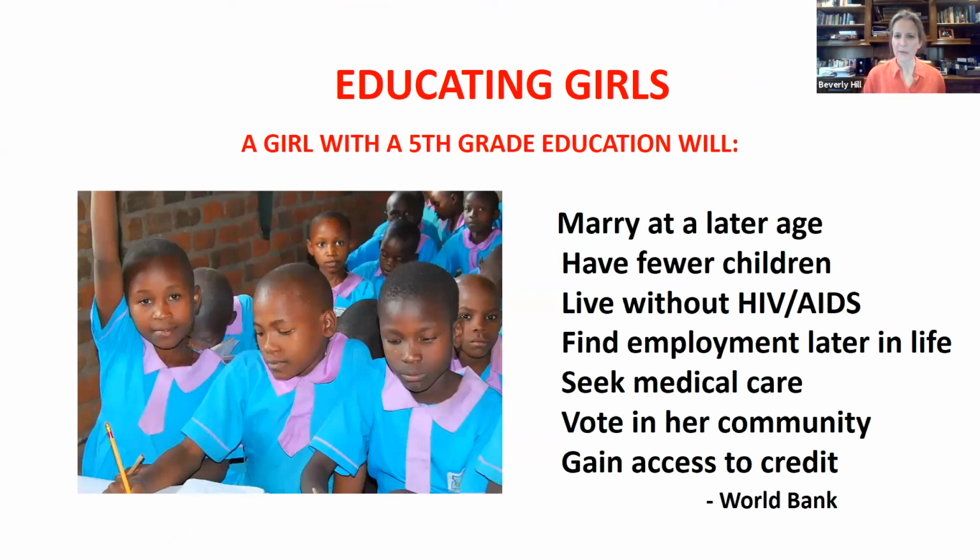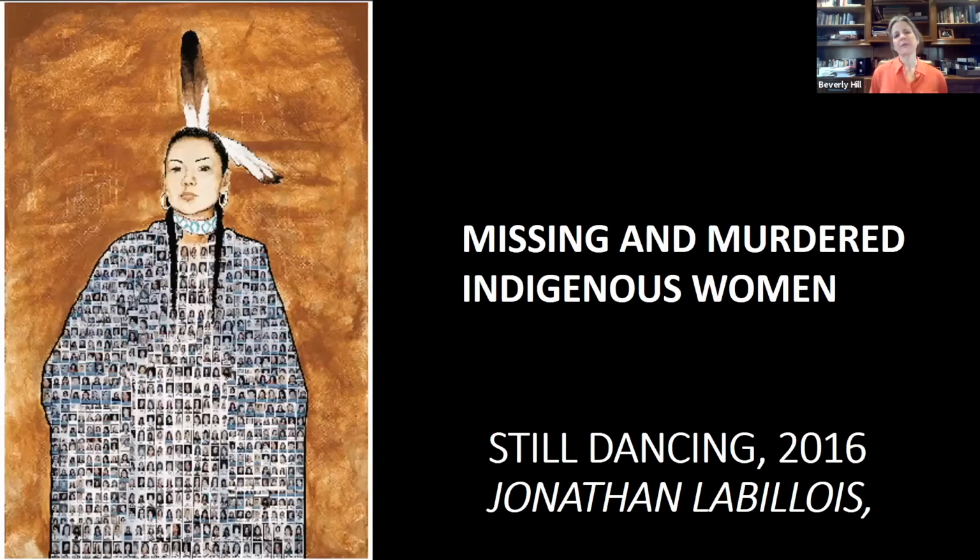In the interest of time, I'm going to skip this slide. There are studies showing the benefits of educating girls, and I'm going to advance to the problem of missing and murdered Indigenous women. Now, that is the form of gendercide that we see here. It's one of two forms that we see here in the United States. It's a problem that has gotten very little attention in the press because it occurs in Western states away from the big cities, on reservations and in what is called Indian country.